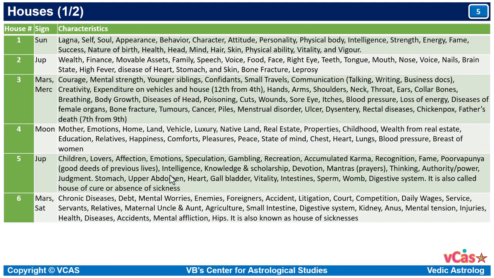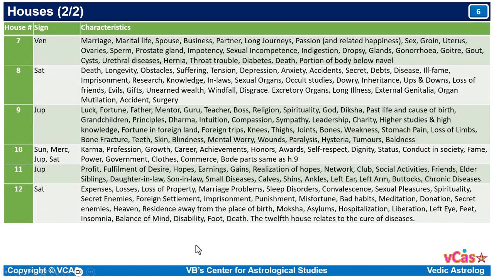Let's move on to the next 6 houses. Here again, I have shown the significator and characteristics of each house. I will take, for example, house number 10. It is signified by Sun, Mercury, Jupiter, and Saturn. It denotes karma, profession, growth, career, etc. So if someone asks you to analyze their career and profession, you should look at house number 10, their significators, and the planets in house number 10.